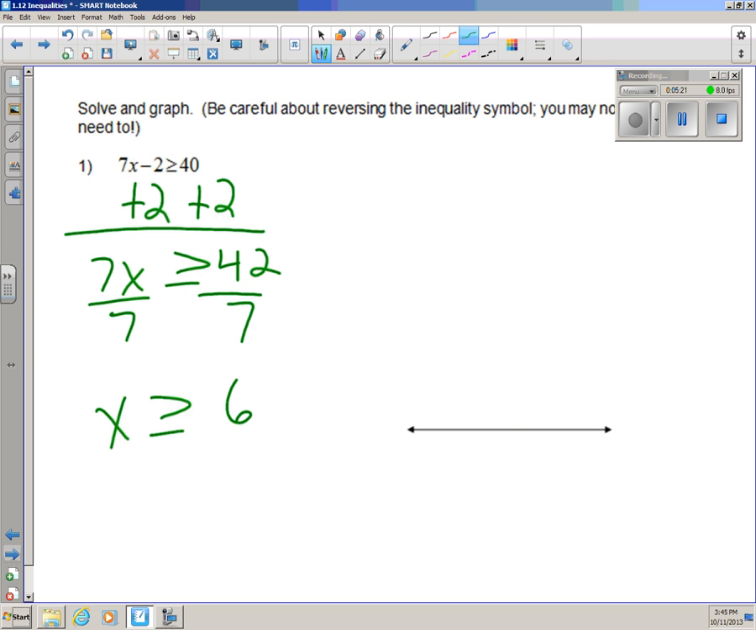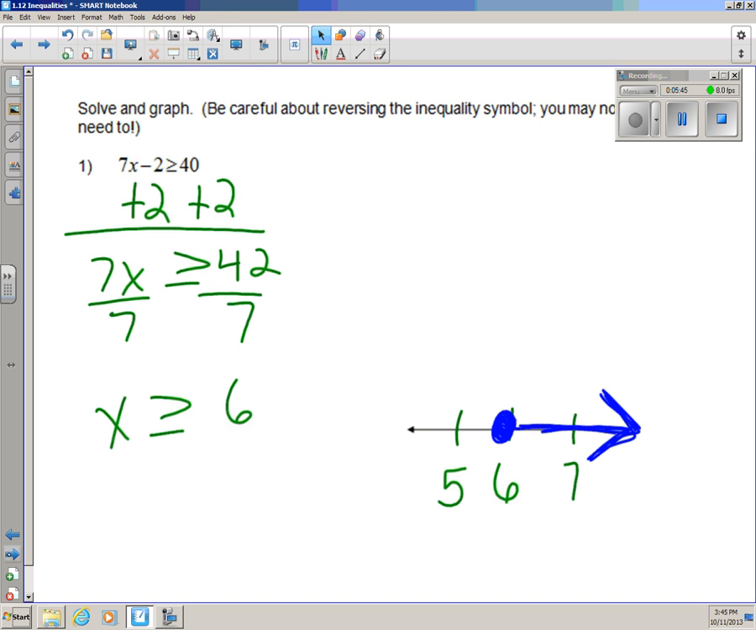I only ask that you show 3 numbers on the graph: your solution point, and a number that's exactly to the left and to the right, as it would be on a number line. Since it's greater than or equal to, it's a closed circle, and the numbers greater than or equal to 6 are all the numbers to the right of 6.